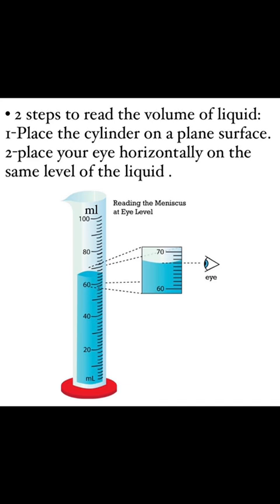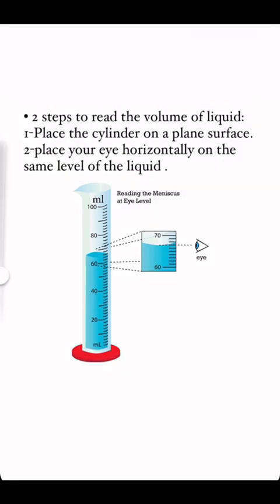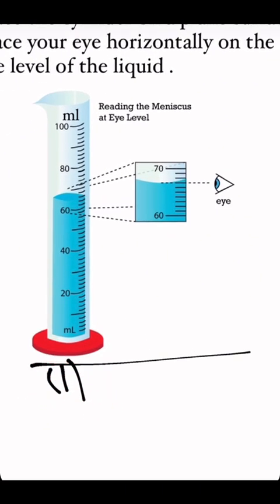Now we will see together how to use this graduated cylinder to read the volume of the liquid. We have two steps to read the volume of a liquid. The first one is placing the cylinder on a plane surface, as we see in the photo. The second step is placing our eye horizontally at the same level as the liquid. Then we look at the top of the cylinder to see if it measures in milliliters or in liters.